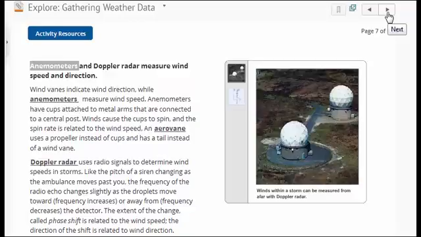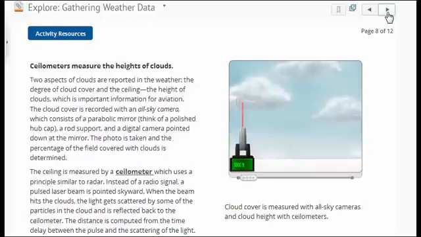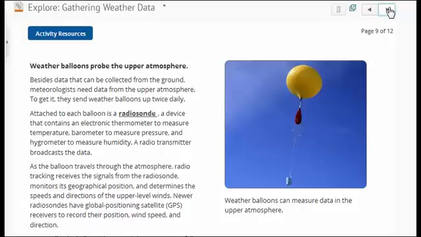Doppler radar measures the storms. Make sure you know the word ceilometer. This is a word that means that it measures the height of the clouds. C for ceilometer, C for clouds. You want to write that on your list. Hint, this would be a great quiz question.